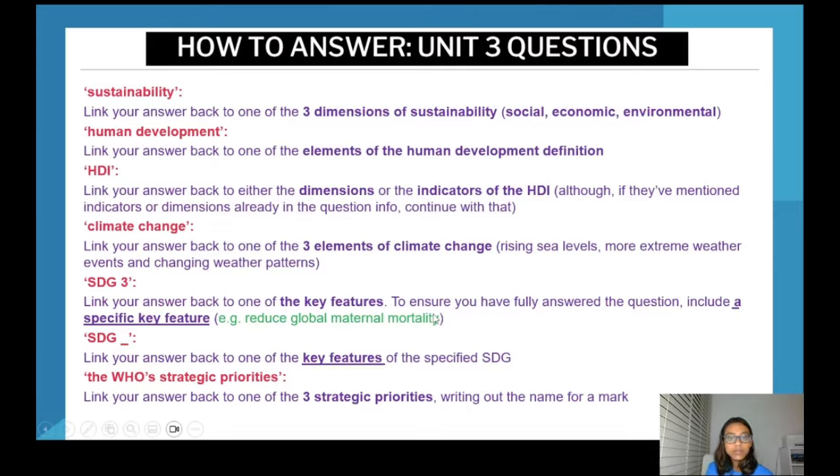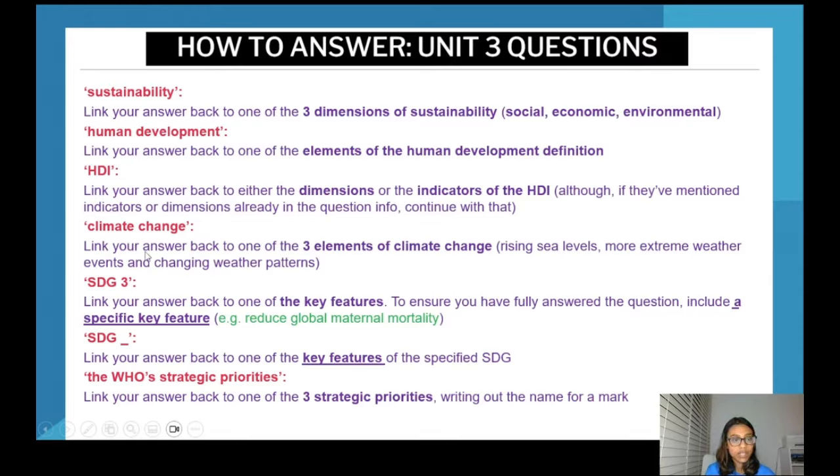Then we've got more Unit 3 questions. We've got sustainability, Unit 3. That should be Unit 4 up there, but that's okay. You know that, and I know that, that this is actually Unit 4 questions. Sustainability, human development, HDI, climate change, SDGs, the mystery question mark, and then the WHO's strategic priorities as well. So these are your go-to strategies, your go-to plans of attack for each of these kinds of question topics that are going to come up and parts of the study design that you can be asked about.